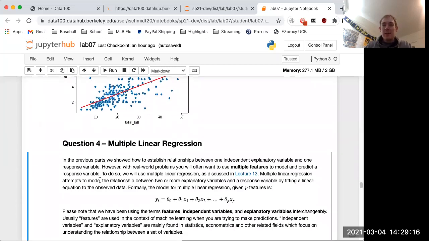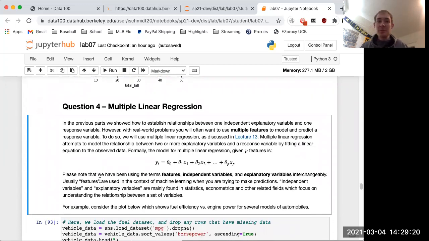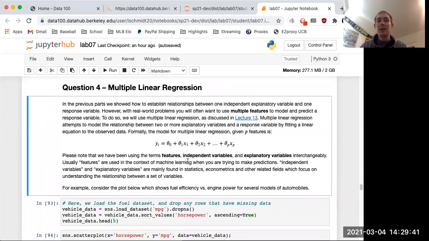So now we're going to be leaving the tips data set and going on to this other data set, multiple linear regression. We can just extend the same lines of reasoning from before. So instead of a plus bx, now we have theta naught plus theta 1 x1 plus theta 2 x2, and so on, for all of the features that we have. In this case, we say we have p features. Note that the terms features, independent variables, and explanatory variables all mean the same thing.